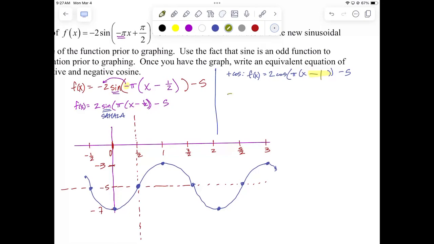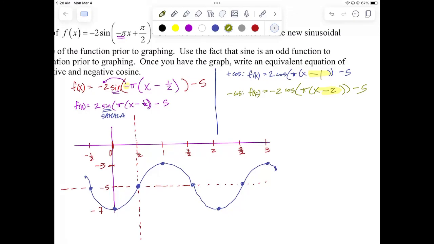And then negative cosine. Here's the negative cosine equation. F of x equals, now it's -2 instead of +2, cosine. The b value is still pi. The only difference is the phase shift. It's still down 5. All right, so for negative cosine, now I'm looking for a what point? A low point. Do you see a low point? At 2, we can shift over to 2. Could we also do at 0 and not have a phase shift? Yeah, we could. I'm not going to write that one.